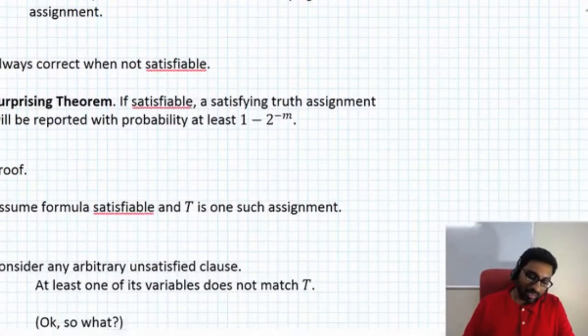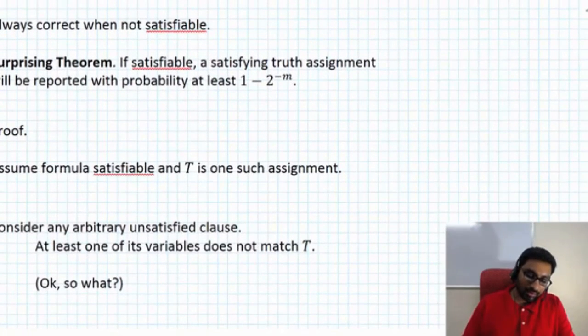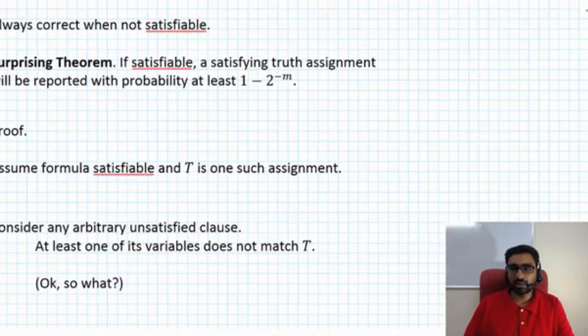Okay, and we claimed that this algorithm, if the input formula has a satisfying assignment, will find that satisfying truth assignment with overwhelmingly large probability. So basically probability of the form 1 minus 2 raised to the minus m. Okay. And why is it true? We're just going to quickly sketch the proof, and we'll see how Markov chains are useful in this process.